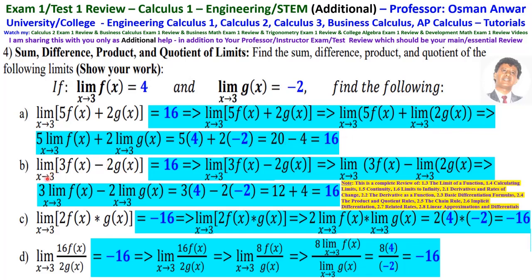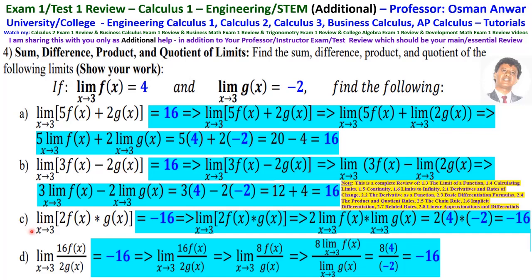B is the limit as x approaches 3 of f of x minus 2g of x, which is the limit as x approaches 3 of f of x minus the limit as x approaches 3 of 2g of x. So this is equal to the limit as x approaches 3 of f of x minus 2 times the limit as x approaches 3 of g of x. The limit of f of x is 4, the limit of g of x is minus 2, so this is 4 minus 2 times minus 2, which is 4 plus 4, which is 8.